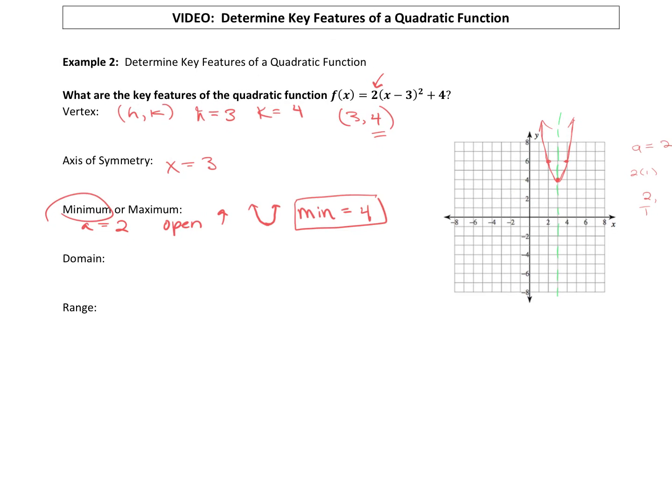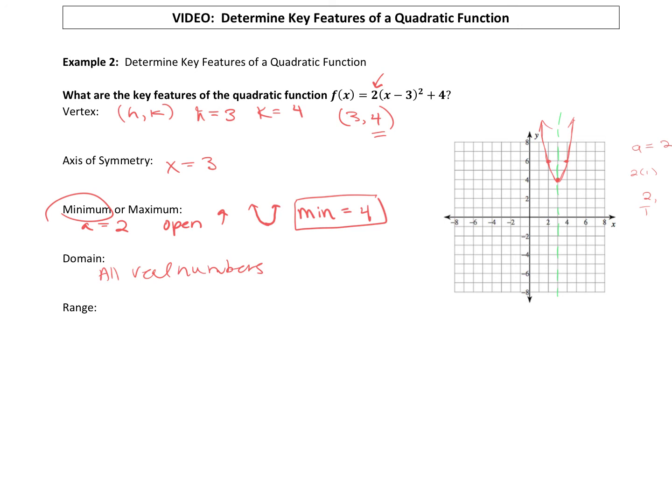Okay, some other key features. Domain. Your domain of your quadratic functions is always going to be all real numbers. If we look at the parabola, this eventually will head off to the right, head off to the left, hit every single x value. If we look at the function, are there any numbers? We can take any number, subtract 3, square it, multiply by 2, and add 4. Are there any numbers where we cannot do that math? No, there's not. So our domain will be all real numbers.